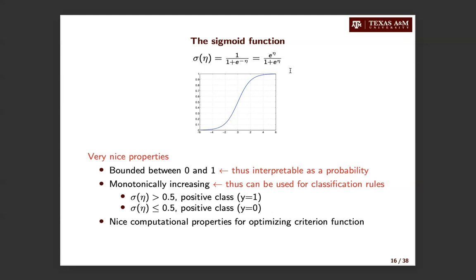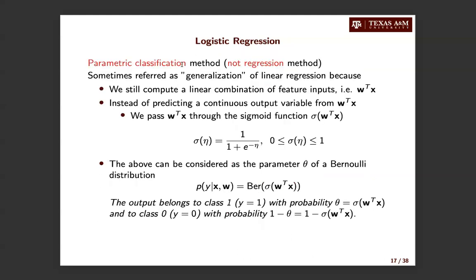The fact that this sigmoid function is monotonically increasing makes it a very attractive function to be used for classification rules. And finally, another advantage of this sigmoid function is that mathematically we can handle it in a very easy way to perform our optimization.